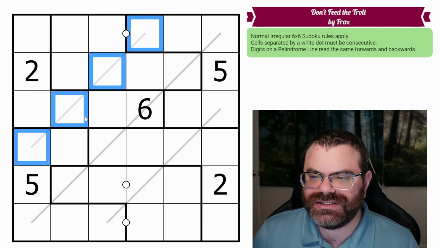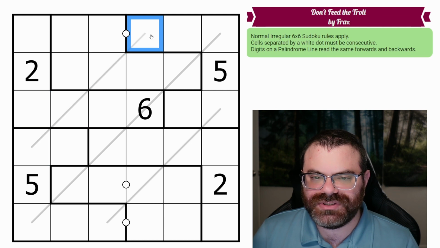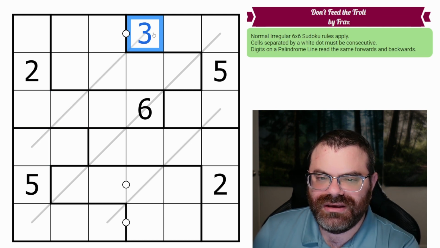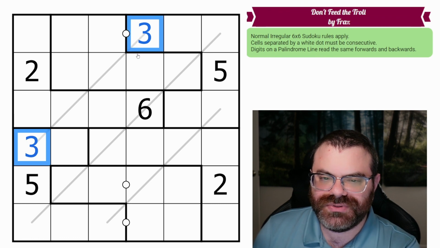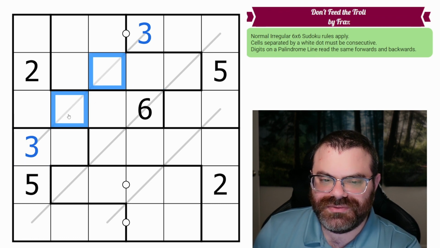These are palindrome lines. They read the same forwards and backwards. So if I put, say, a 3 here, then in order for this to be the same forwards and backwards, I need to put a 3 here. So they basically do clones. This is cloned here and this is cloned here.